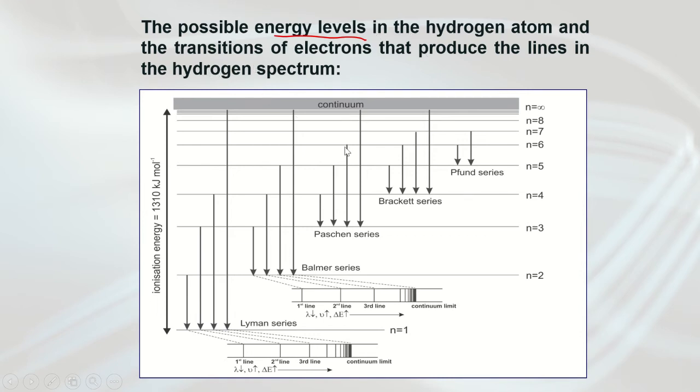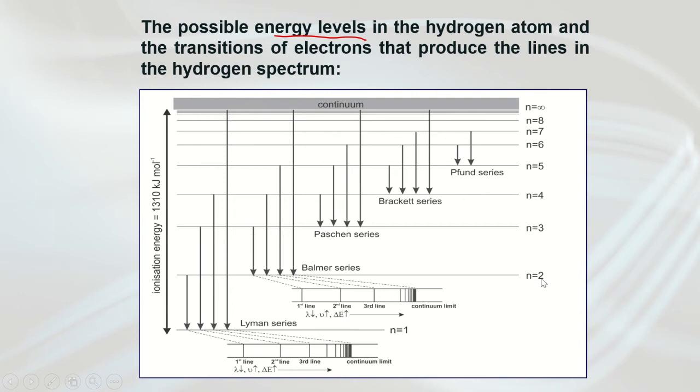And the transitions of electrons produce the lines in the hydrogen spectrum. As we can see, for the Lyman series, its ground state is n equal to 1. The first line belongs to the transition of electron from n equal to 2 to n equal to 1. Next, the second line belongs to the transition from n equal to 3 to its ground state, n equal to 1. The third line is from n equal to 4 to n equal to 1. And this is the continuum limit, where the electron falls from the continuum.